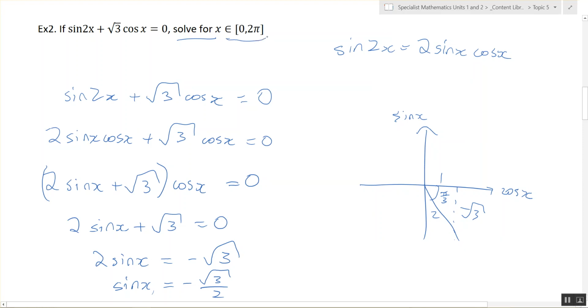Okay, but the question's asking us for a particular domain. So it's between 0 and 2 pi. So instead of negative pi over 3, we're going to go all the way around to get to the same point. To find this, you do 2 pi minus pi over 3. 5 pi over 6.